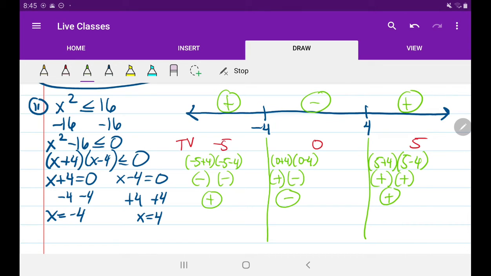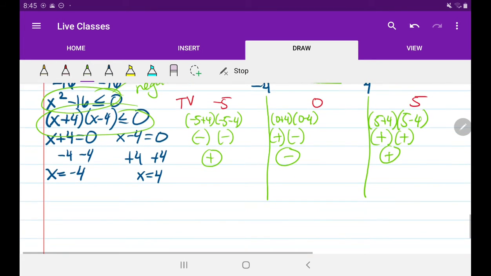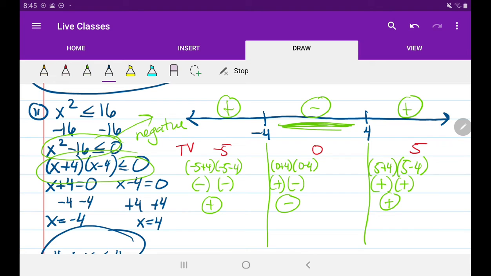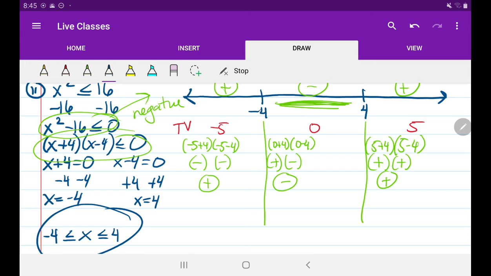So if we go back to this step, to where we had it set at 0, or even here where we had it factored, we wanted to know where we were less than or equal to 0, so where we are negative. And so that's going to be in the middle zone here. And so how we can write that out with an inequality is we can just say that negative 4 is less than or equal to x, which is less than or equal to 4. And the reason why I use the less than or equal to sign is because that's what I have in the original problem. It's got the line under the inequality. So negative 4, less than or equal to x, less than or equal to 4.